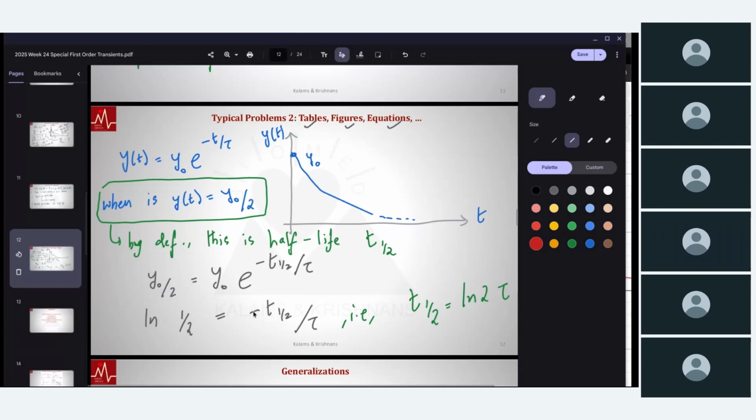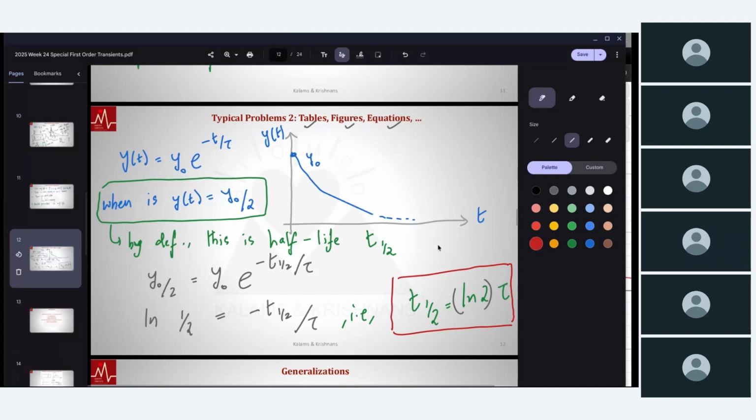You can take this negative to the side, it becomes ln 2. So t half is essentially tau into ln 2. Be careful how you read it. This is tau into ln 2. What is the ln 2 value? Can someone quickly find that also?